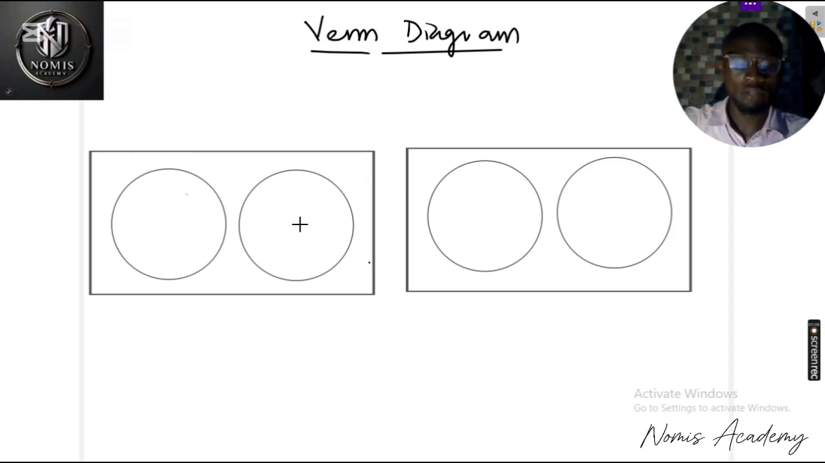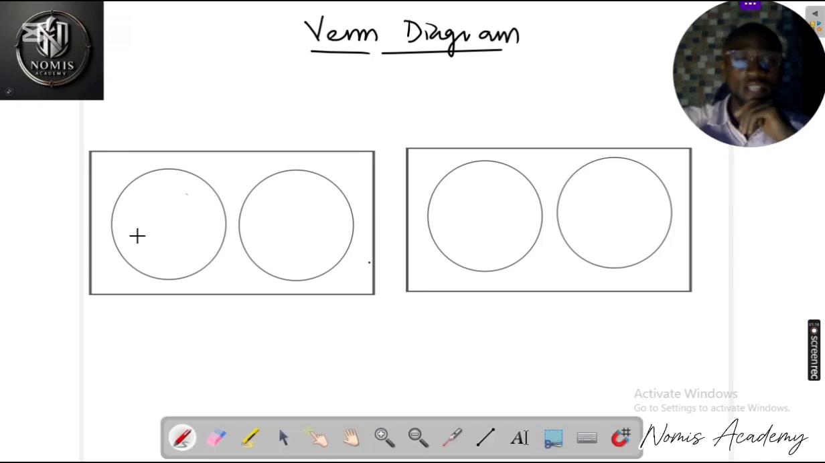So let's think about A intersect B. How can I represent A intersect B using diagram? Let's take this circle as a set. Let's take this as a set too. So let's say this is set A, and let's set B. This is set B. So set A and set B.